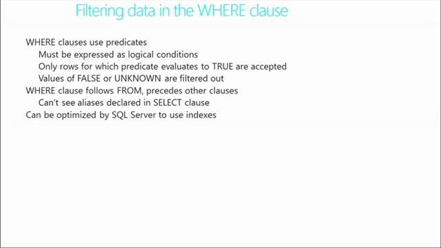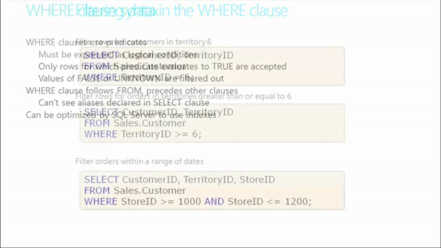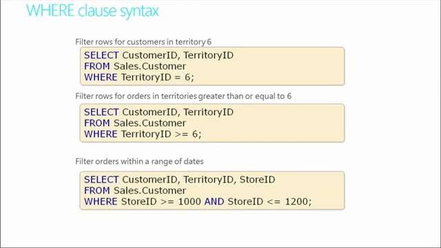We filter data using the where clause. That's one way that we do that. We've seen an example of that where we had all the rows being dumped out, a little bit overwhelming. So here we've gone customer ID, territory ID from the sales customer. If I just stop there and not have a where clause, every row is going to be returned from the customers table. Well, we're going to throw in where territory ID equals 6. So I want to know all the customers that belong in territory ID 6.